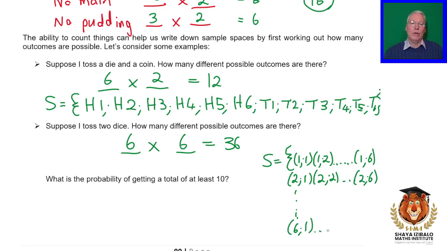Right across to 6 and a 6. And I'm hoping you can see why there are 36 elements in the sample space: 6 rows, 6 things in each row. What's the probability of getting a total of at least 10?